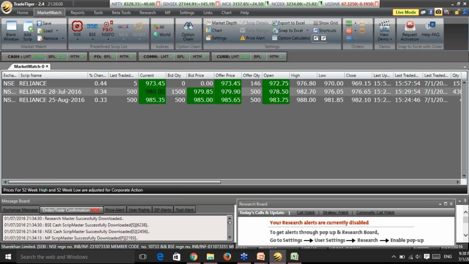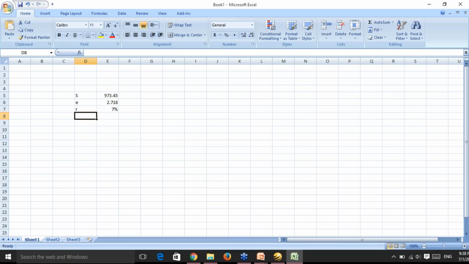And the time till expiry, how much time is left. So 28 July is expiring, today is 1st, so we have around 28 days left. So I say here days as 28 days remaining. Let's calculate the future price value.